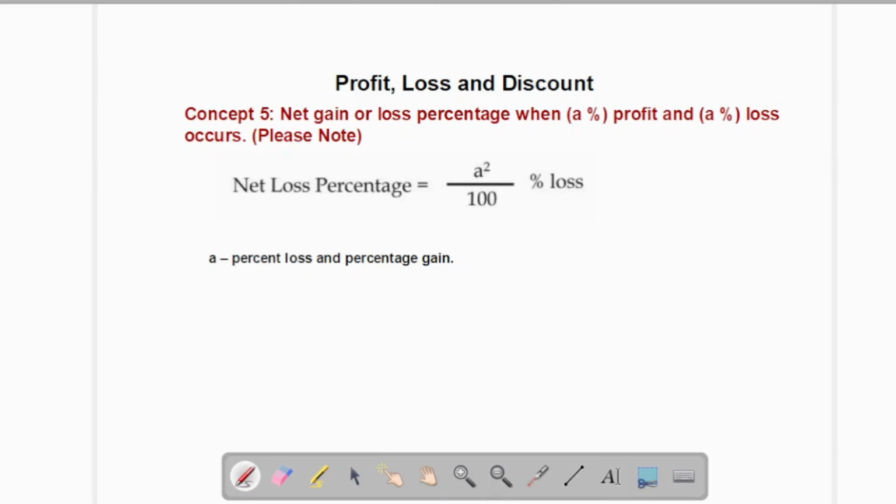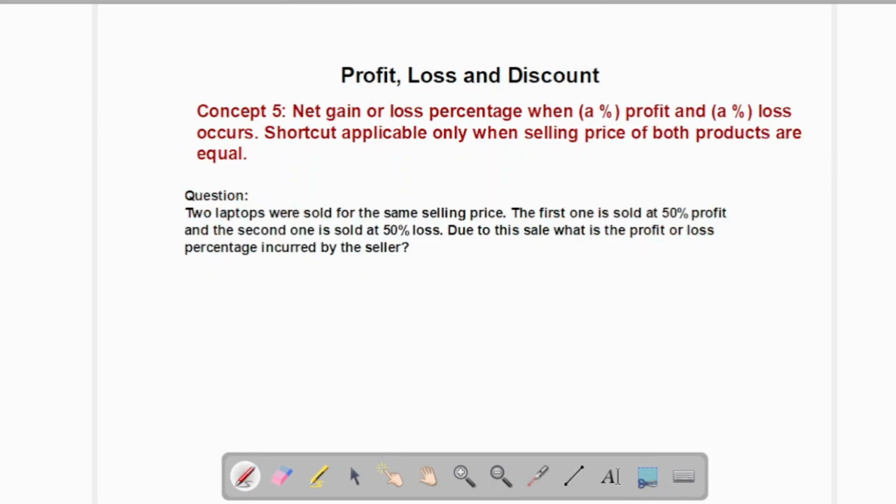So if it is a profit of A%, then again it is the same profit. But if it is a loss of A%, then it is again a loss of A%. So here we are trying to get the final value, net loss percentage or net profit percentage, if we get two consecutive same profits or two consecutive same losses. So let us see an example so that you can clarify concept number 5.